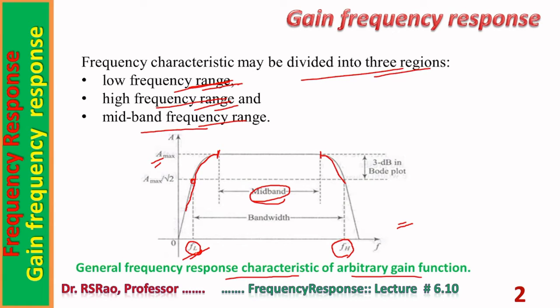The distance between FL and FH is called bandwidth. This is the frequency range. Bandwidth is the frequency range over which the amplifier works well, performs well. Below FL and above FH, one can see the signal undergoes a lot of attenuation.